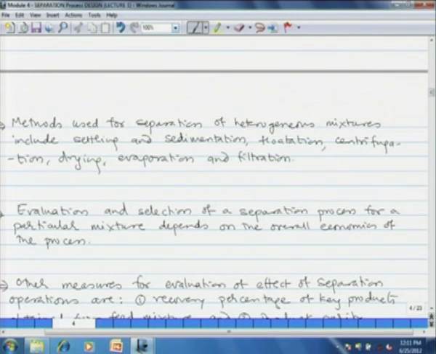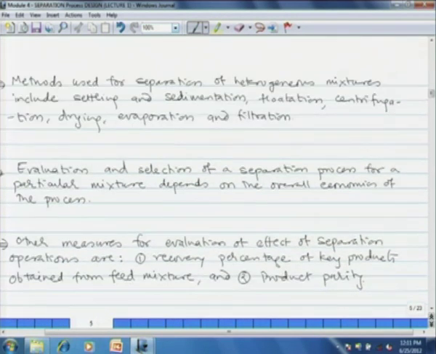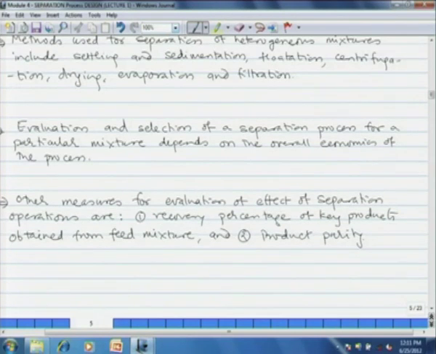Evaluation and selection of separation process for a particular mixture depends on the overall economics of the process. We shall see the criteria for selection of the process very shortly. However, economics comes into picture. There could be several alternatives for separation of the same reaction mixture.